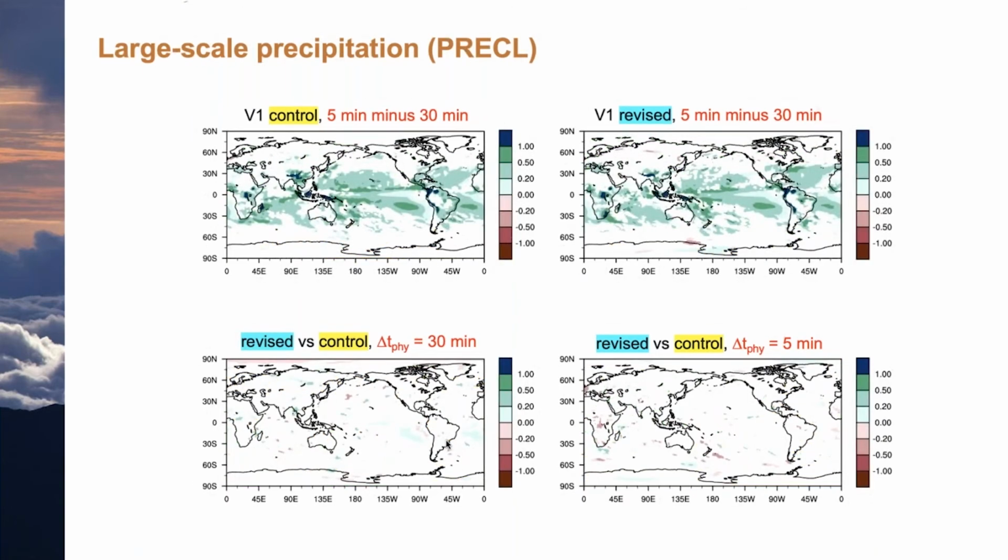If we then look at the large-scale precipitation, we see a very similar picture as we saw for longwave cloud forcing. Here we know that the partitioning between large-scale and convective precipitation is strongly affected by the deep convective activity. Therefore, again, it's not surprising that since we didn't touch that part a lot, with or without our revision, the model still shows similar sensitivities.